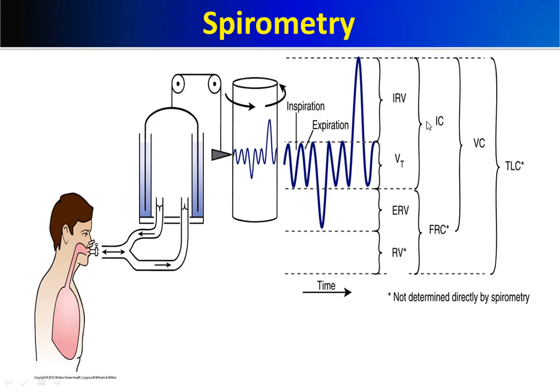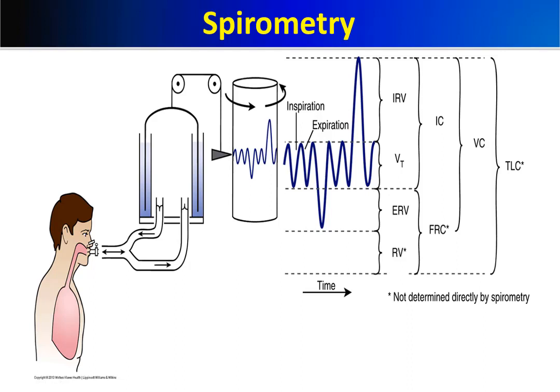Another capacity is the inspiratory capacity. It is composed of the tidal volume plus the inspiratory reserve volume. We call it inspiratory capacity. So this is the volume, the inspiratory capacity. It is the volume of air which can be inspired from the end of normal resting eupneic expiration using forced inspiration. So it is composed of tidal volume plus the inspiratory reserve volume.